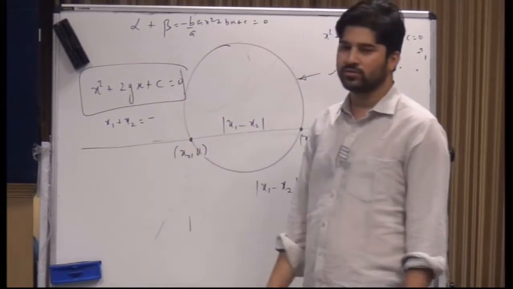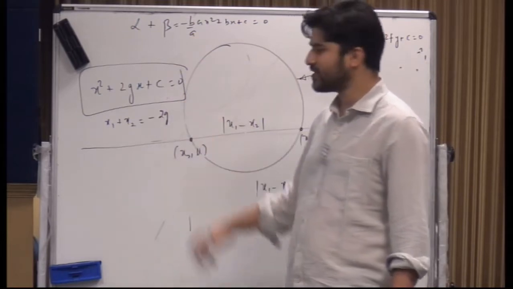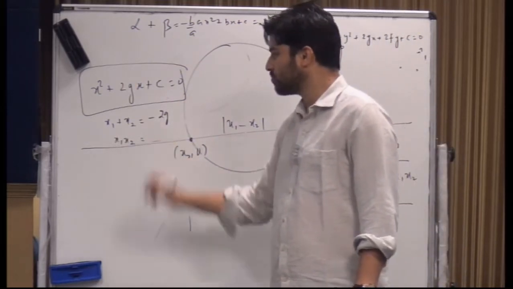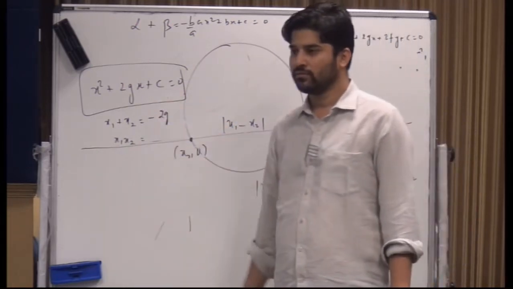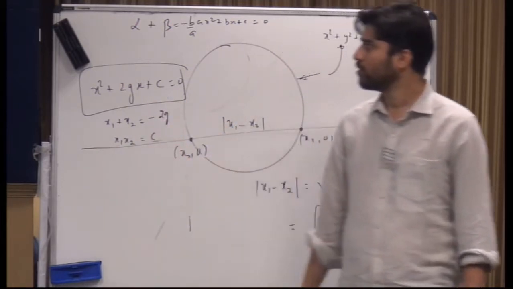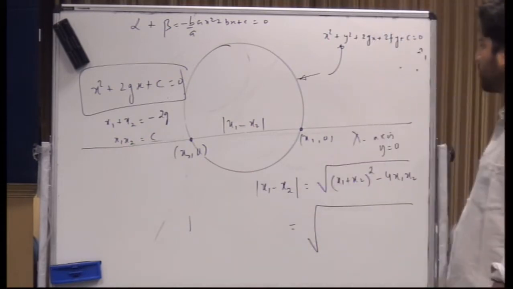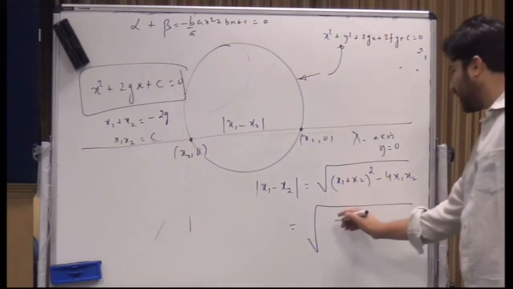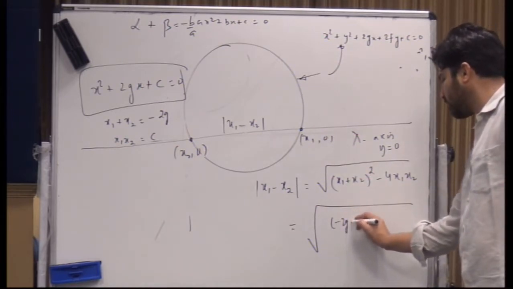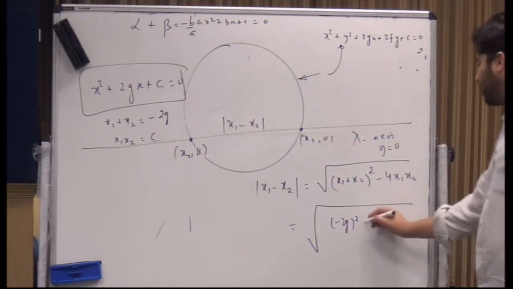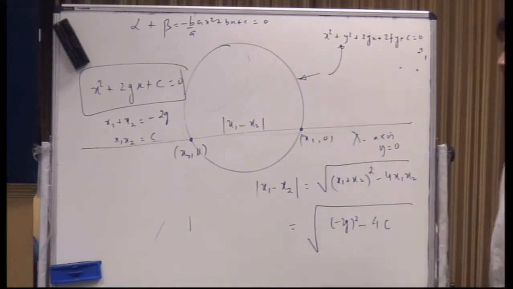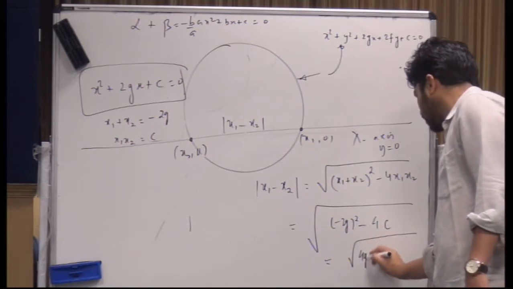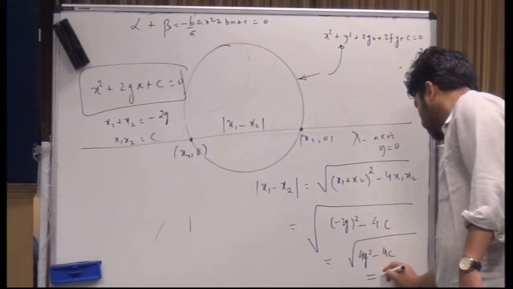Minus 2? Minus 2g, that's it. And what is x1, x2? What is a here? So you just have to say c, no? So what's going to be the sum? Minus 2g. What's going to be the product? So x1 plus x2 is going to be? And what is the product going to be? So the final answer is going to be?